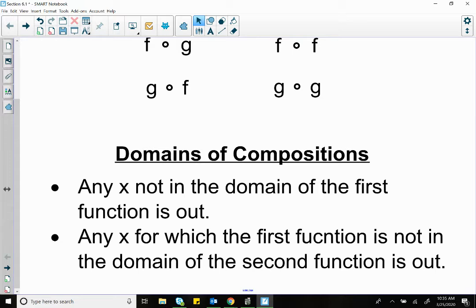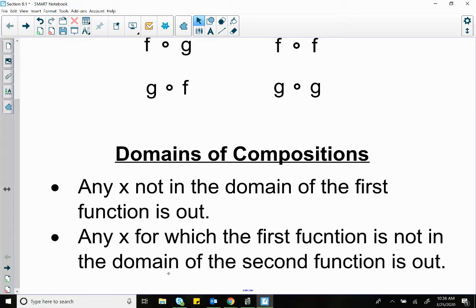So the first thing is any x not in the domain of the first function is out. So anything that is a bad value in this first function, like f there or g and f there, we are throwing out of the domain. And then right here it says for any x for which the first function is not in the domain of the second function is out.